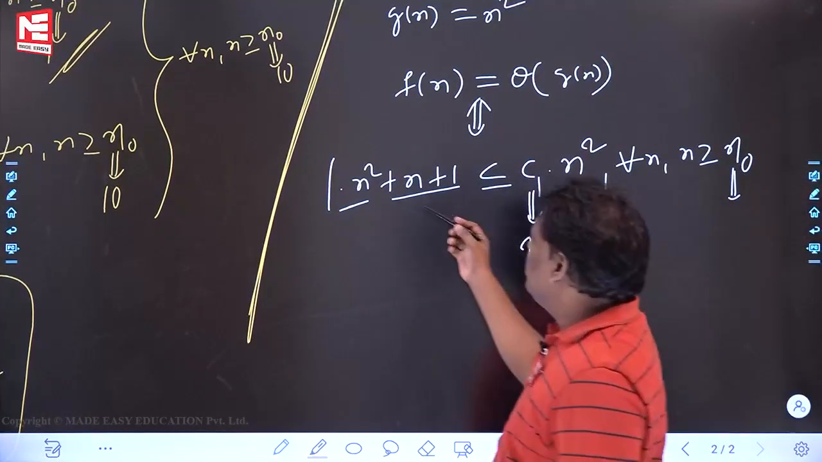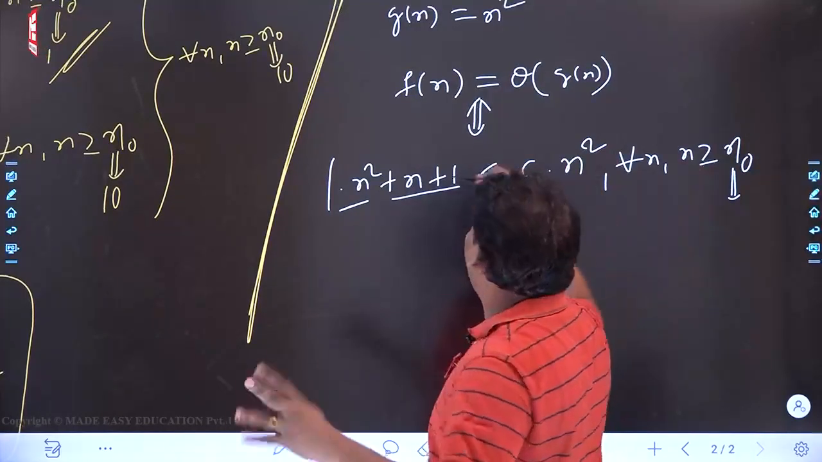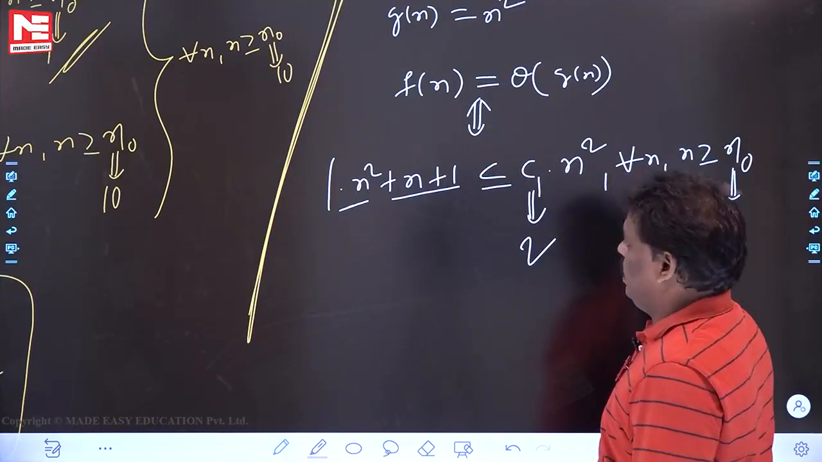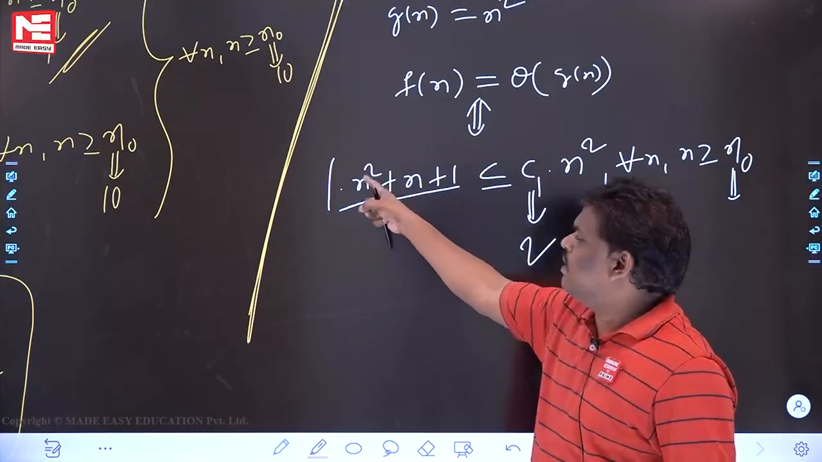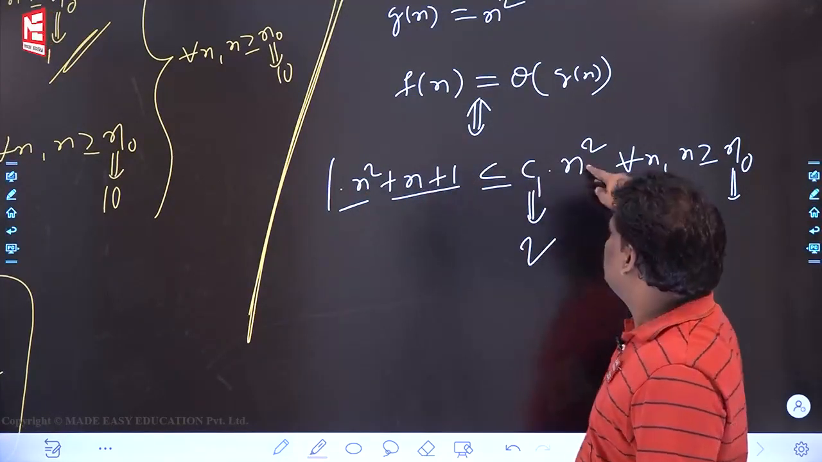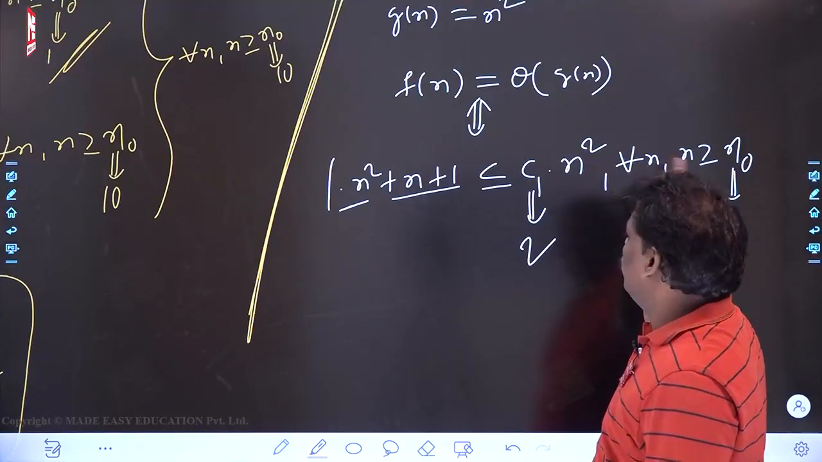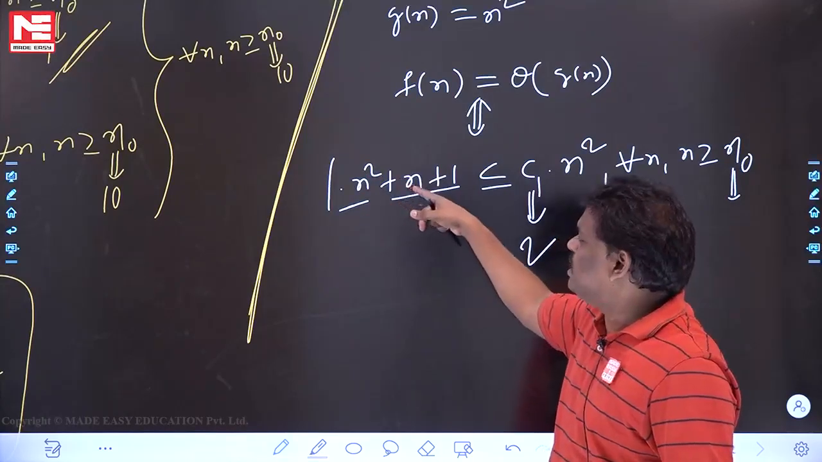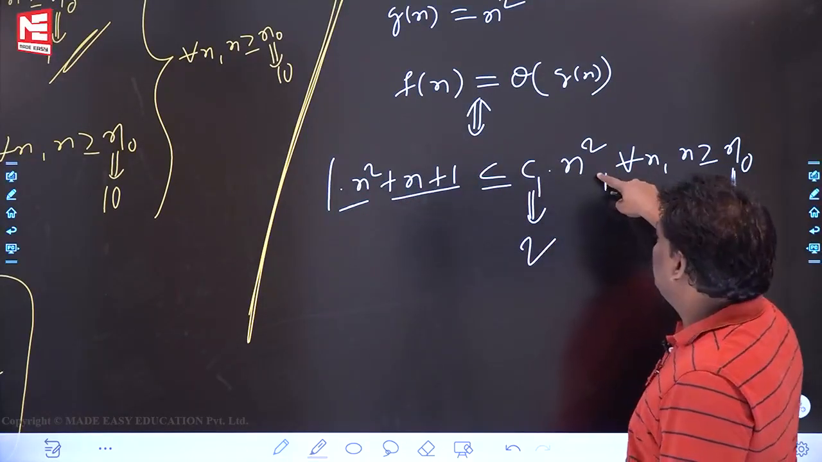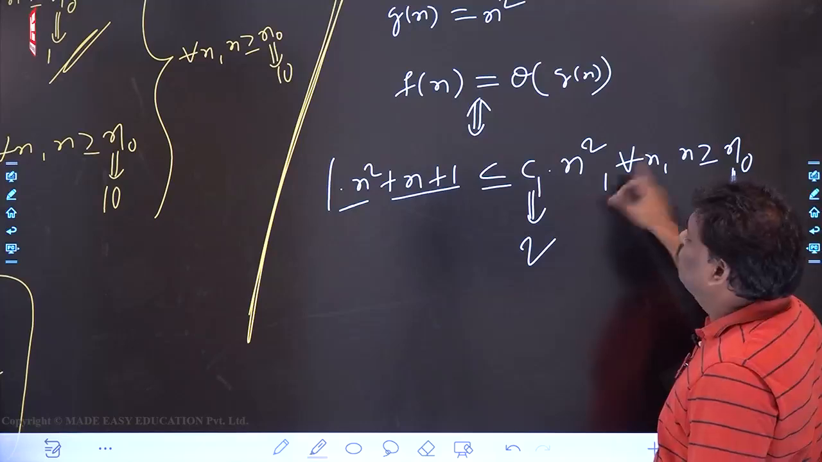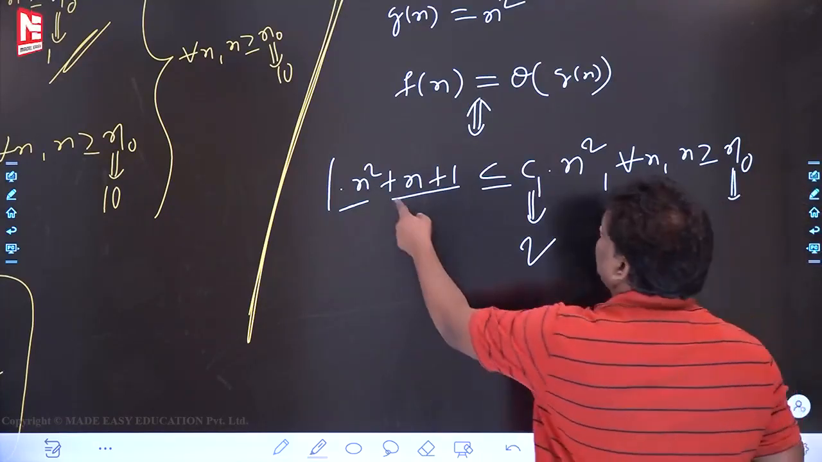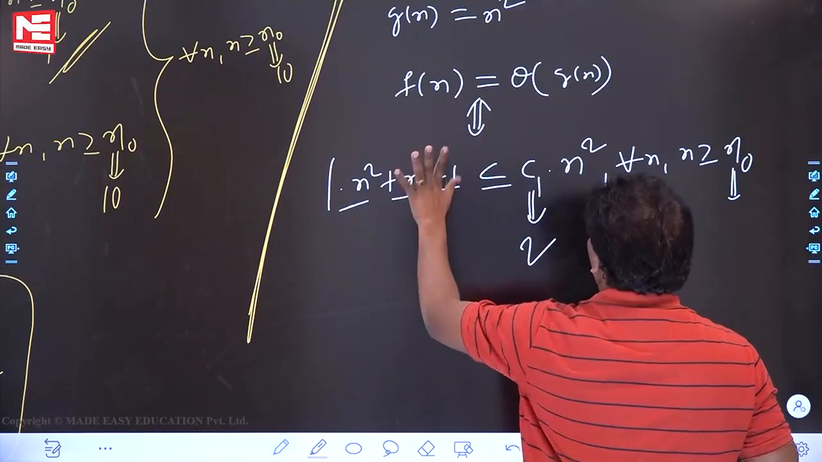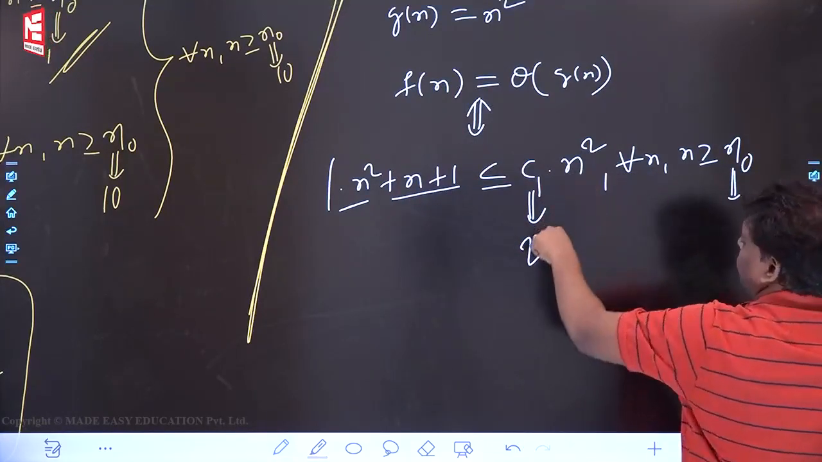Let's check, if you want. I will verify also. N value 1, what is the answer? It is 3. This is 2. Fail. Next one, N value 2, what is the answer? It is 4 plus 2, 6 plus 1, 7. This is 4 by 2, 2 only. Fail. Next one, n value 3. 3 square 9, 9 plus 3, 12 plus 1, 13. This is 3 square 9, 9 by 2, fail. Next one, n value 5. 25 plus 5, 30 plus 1, 31. This is 25 by 2, fail.